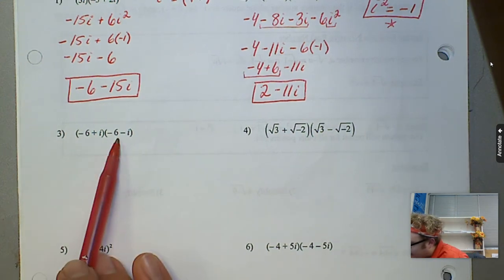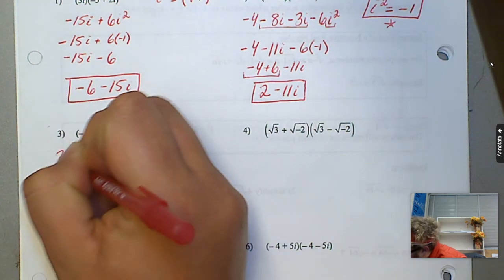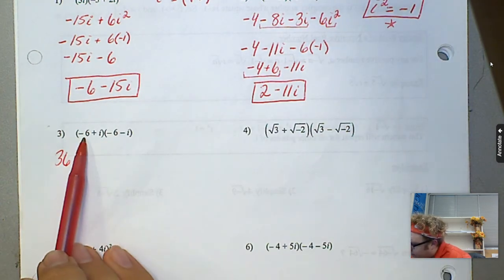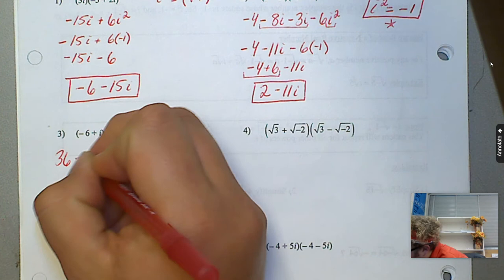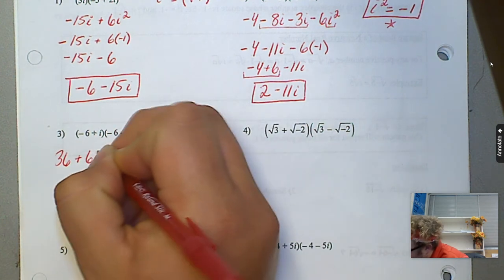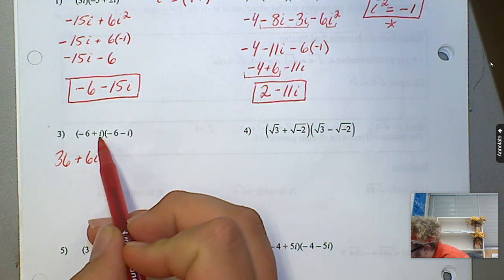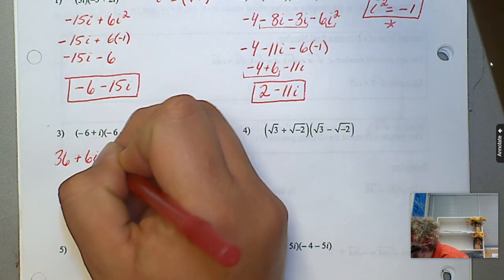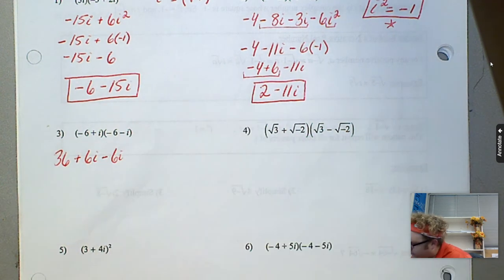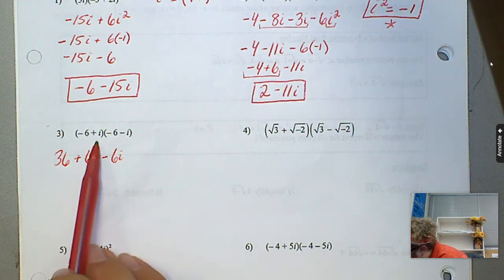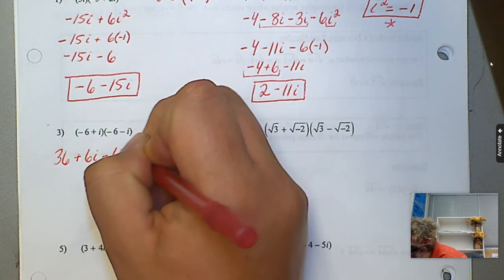So -6 times -6 gives me positive 36. And then -6 times -i gives me a plus 6i. Moving over to the second part of that, i times -6 is going to be -6i, and i times -i gives us -i squared.